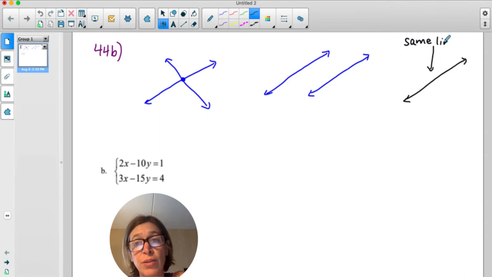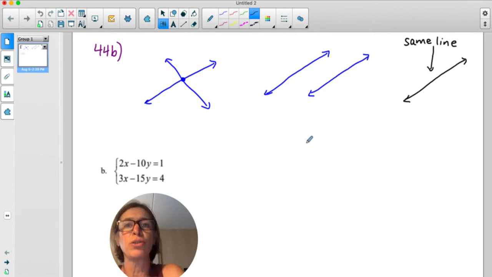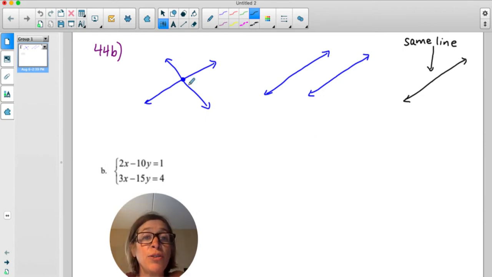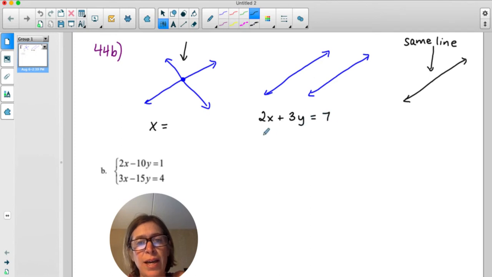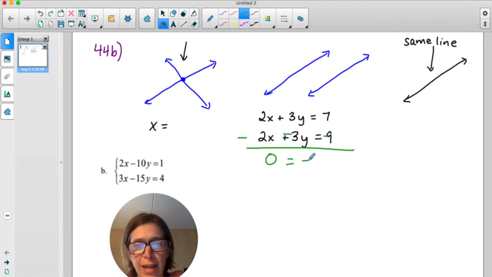Well, that's all well and good, except what happens to the equations when you're solving them? Like, how am I going to know it's this? Well, if you're solving and you're going to get one solution, you're going to get an x or a y. You're going to solve it and you're going to get x equals. But let's pretend we had a system of equations that looked like this: 2x plus 3y equals 7, and 2x plus 3y equals 9. And you tried to use elimination, so you subtracted them. And what happens? You get 0 equals -2.